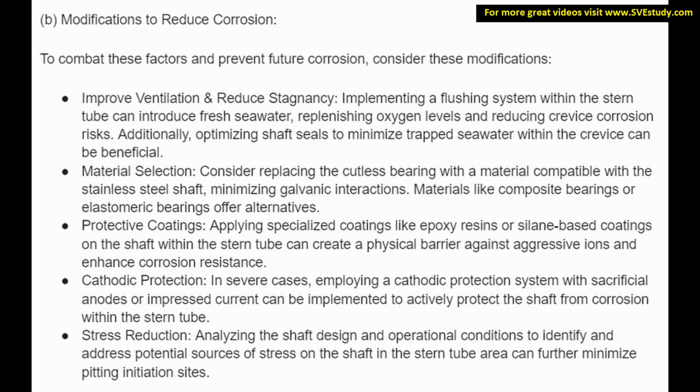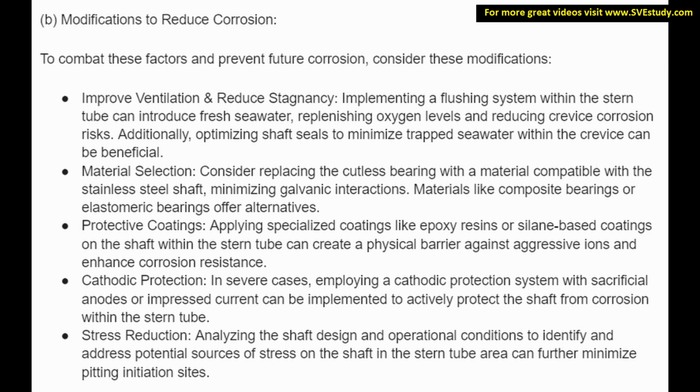Material selection. Consider replacing the cutlass bearing with a material compatible with the stainless steel shaft, minimizing galvanic interactions. Materials like composite bearings or elastomeric bearings offer alternatives. Protective coatings. Applying specialized coatings like epoxy resin or silane-based coatings on the shaft within the stern tube can create a physical barrier against aggressive ions and enhance corrosion resistance.